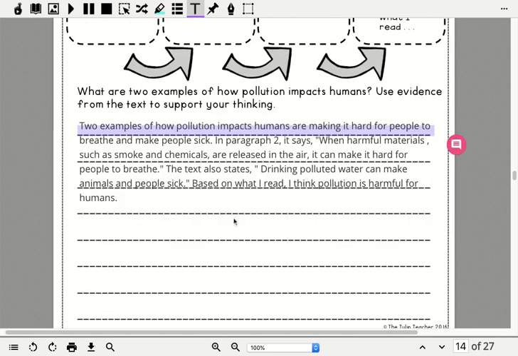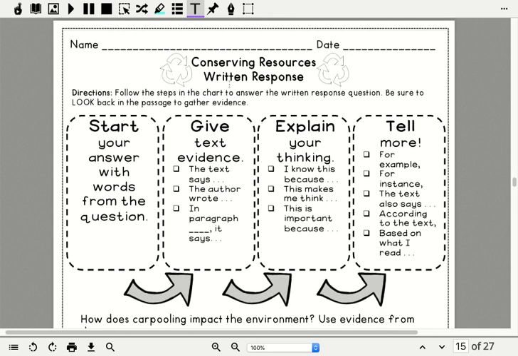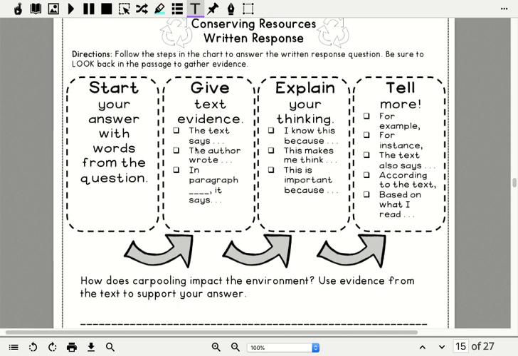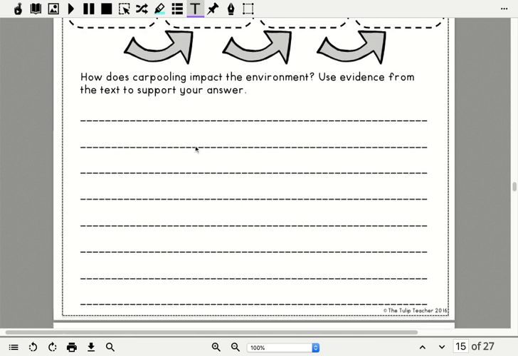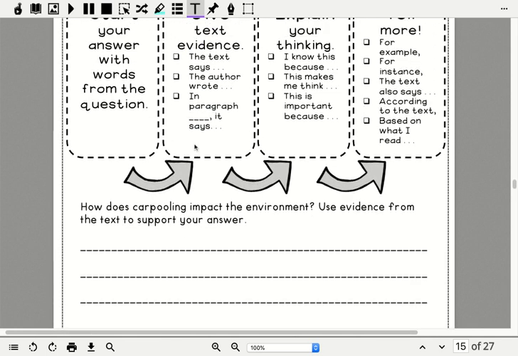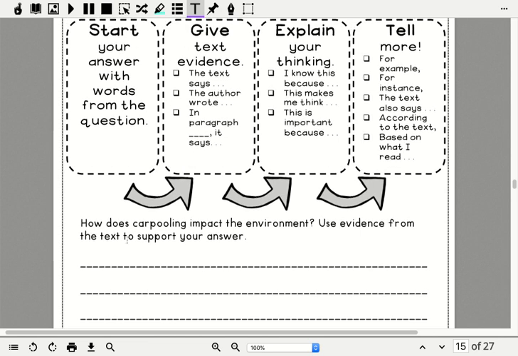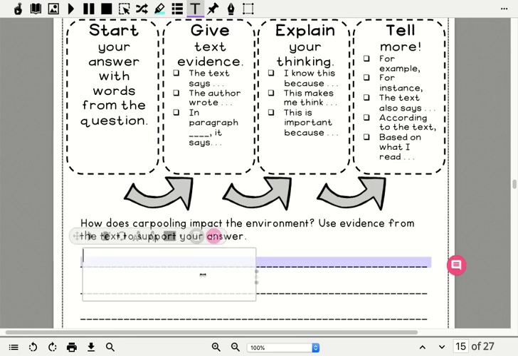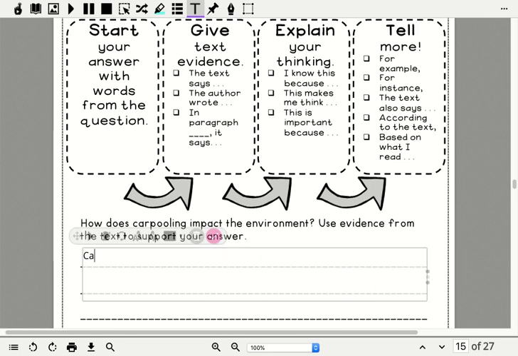So let's go down. And we're going to do our next one now. Notice at the top it says conserving resources. So that is the article we're looking at for all of our text evidence. Okay? And remember, we're going to restate, answer, prove, and proofread. So down here it says, how does carpooling impact the environment? And so I need to restate that. And so I'm going to start with carpooling impacts the environment.